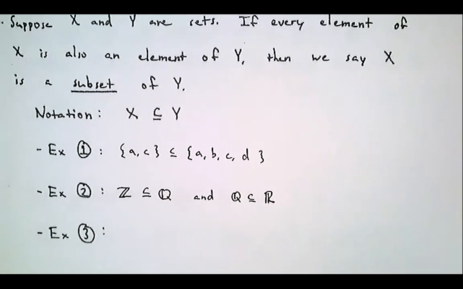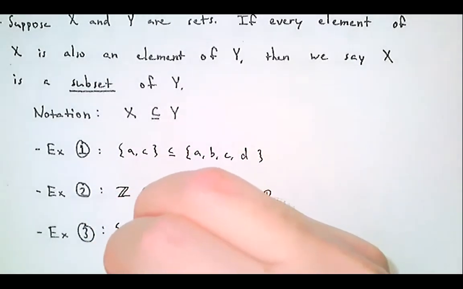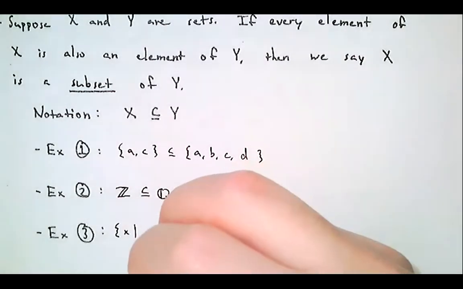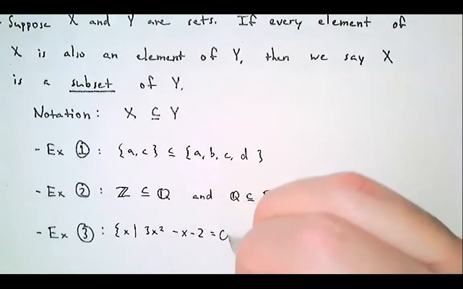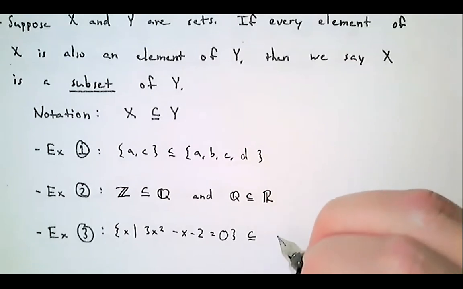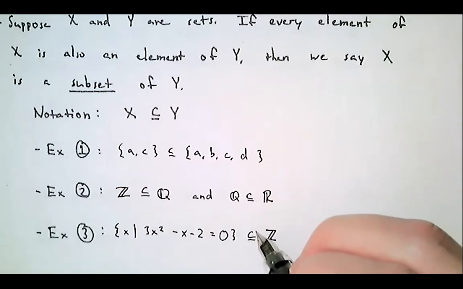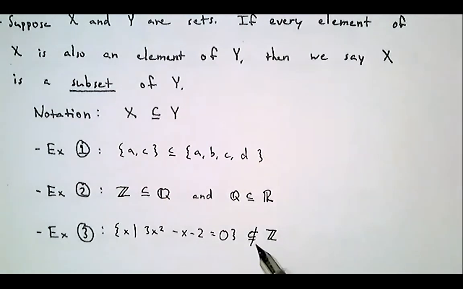Okay. And then one more example, going to use a little bit of set builder notation again. And this is the set of x such that 3x squared minus x minus 2 is equal to 0. And this is not a subset of the integers. And in order to represent that not a subset, I take the regular subset symbol and draw a slash through it.